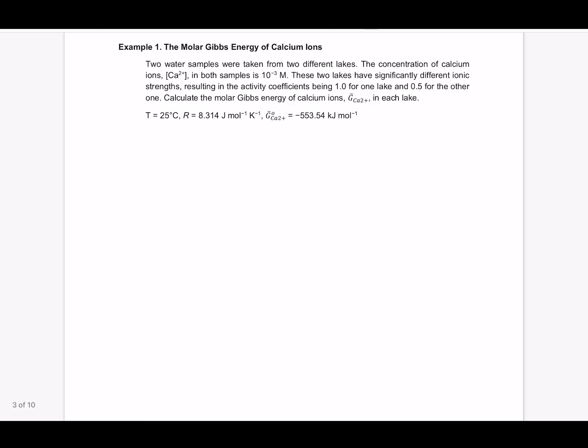So G of calcium at that given condition is G of calcium at the standard condition plus RT ln of the activity of calcium 2+. And from lecture 2, we know that the activity is related to the activity coefficient and the concentration. So this would be the activity coefficient of calcium times the concentration of calcium 2+. So this is just the expansion of the activity.